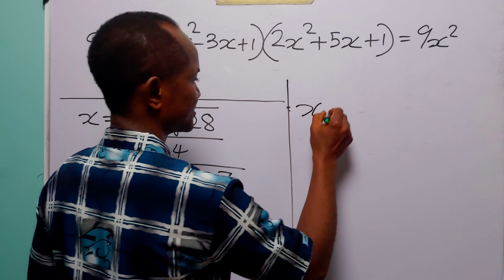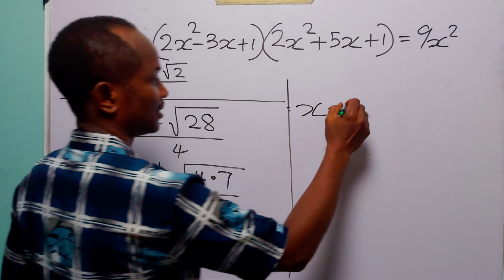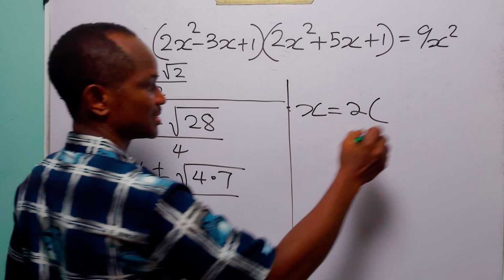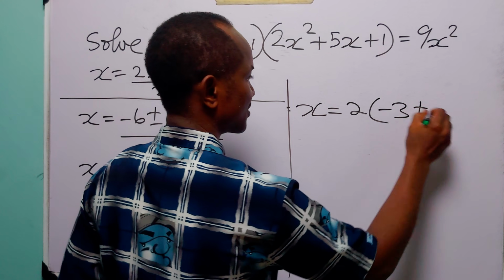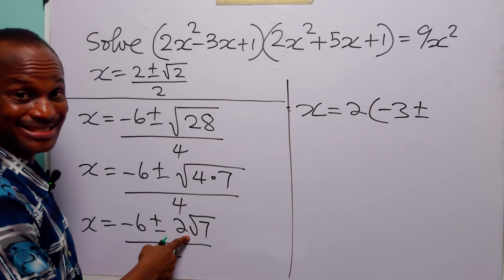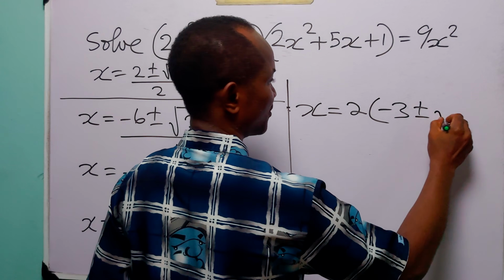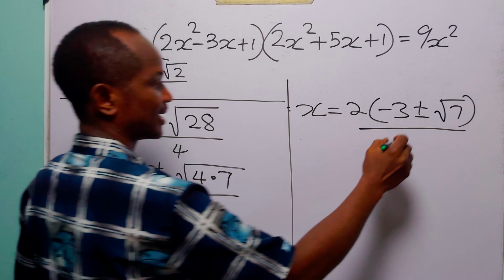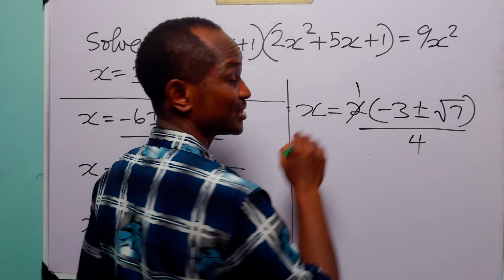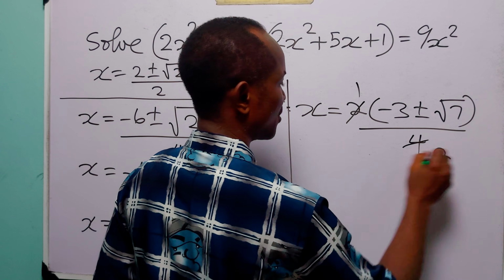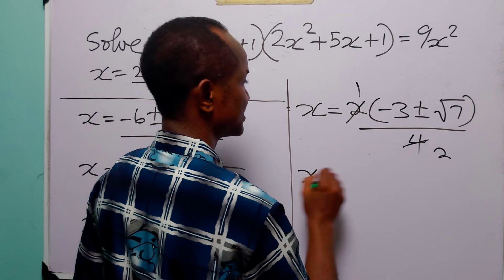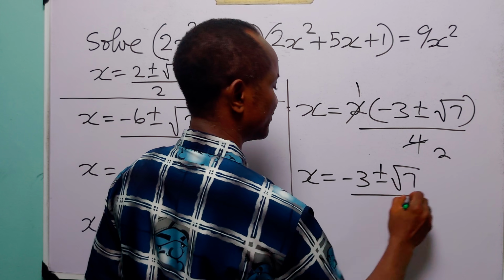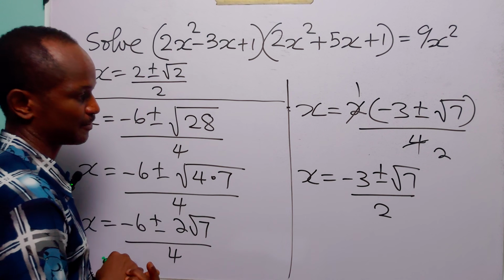We have that x is equal to 2. Now, minus 6 divided by 2 is minus 3, plus or minus 2 root 7 divided by 2, of course, is root 7. Then everything is divided by 4. 2 into itself is 1 and into 4 is 2. So x is equal to minus 3 plus or minus root 7 divided by 2.